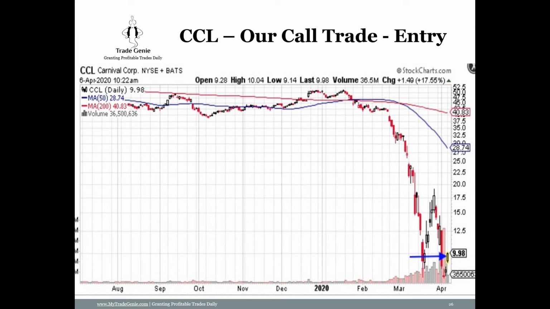And then what happened? We switch our position. We don't care if it's CCL, RCL, Carnival or whatever, as long as we see, okay, now it's like a roller coaster ride. You go up, then you come down, then you go up, then you come down.